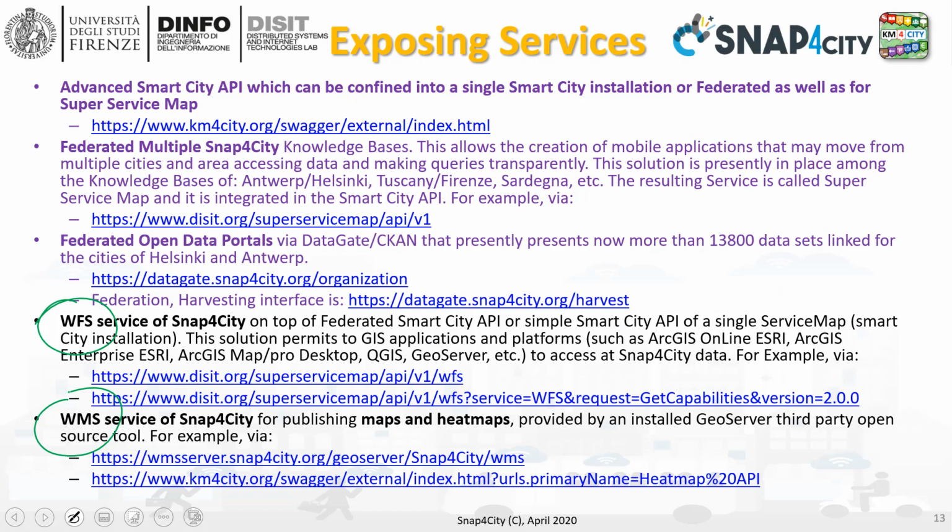So there are APIs for accessing the services, APIs for accessing the services in a federated manner, a modality to federate the open data portal of Snap4City with other CKAN, and the possibility to access Snap4City as a WFS server, or as a WMS server. All of them are parts of the collection of the Smart City APIs.